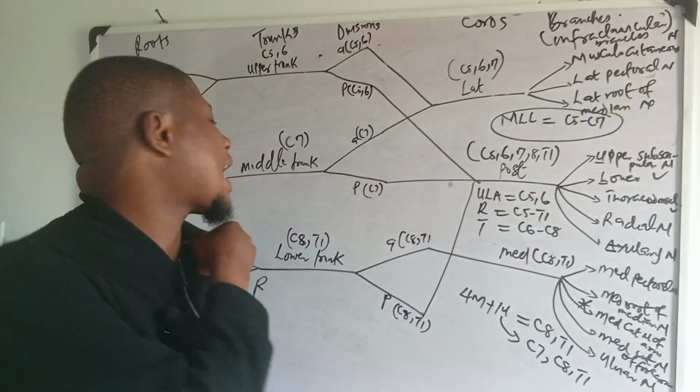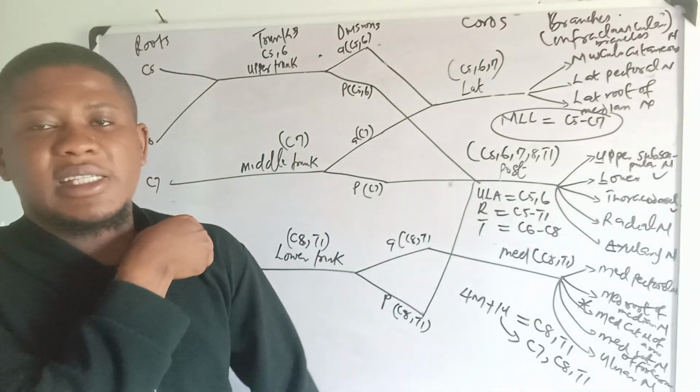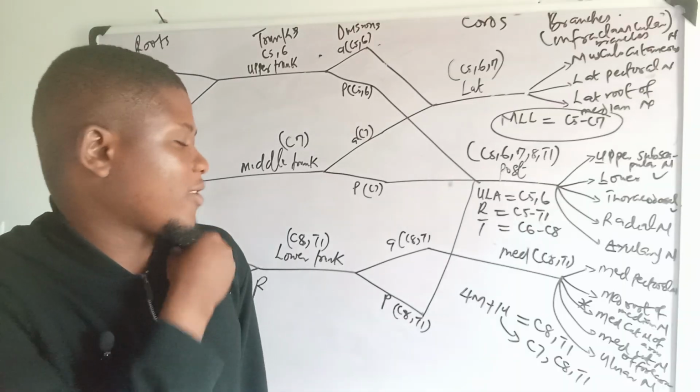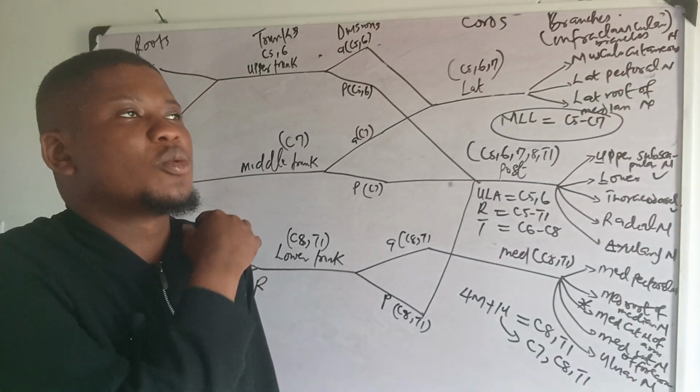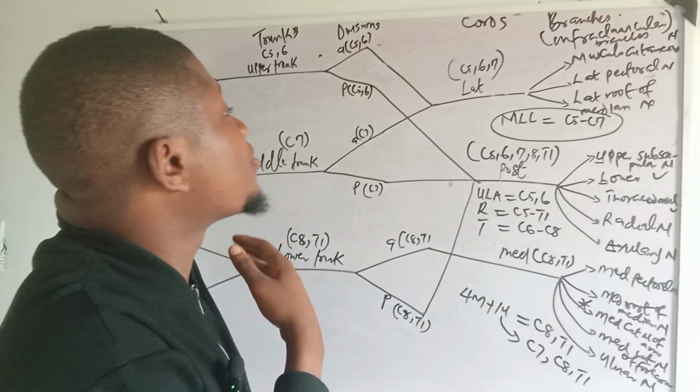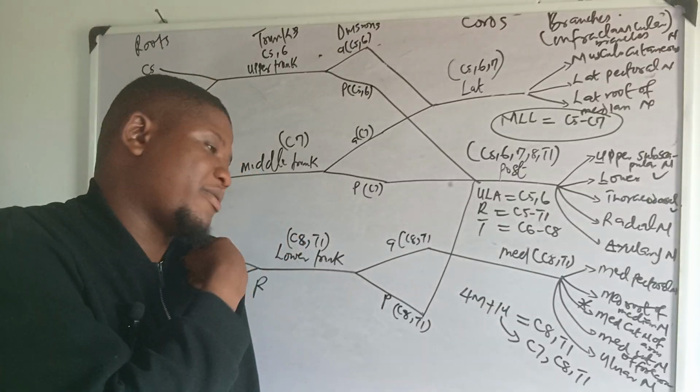The axilla, as you can see, is below the clavicle. So it's below the clavicle, so it will be infra. So those branches from the cord will now be all infraclavicular.